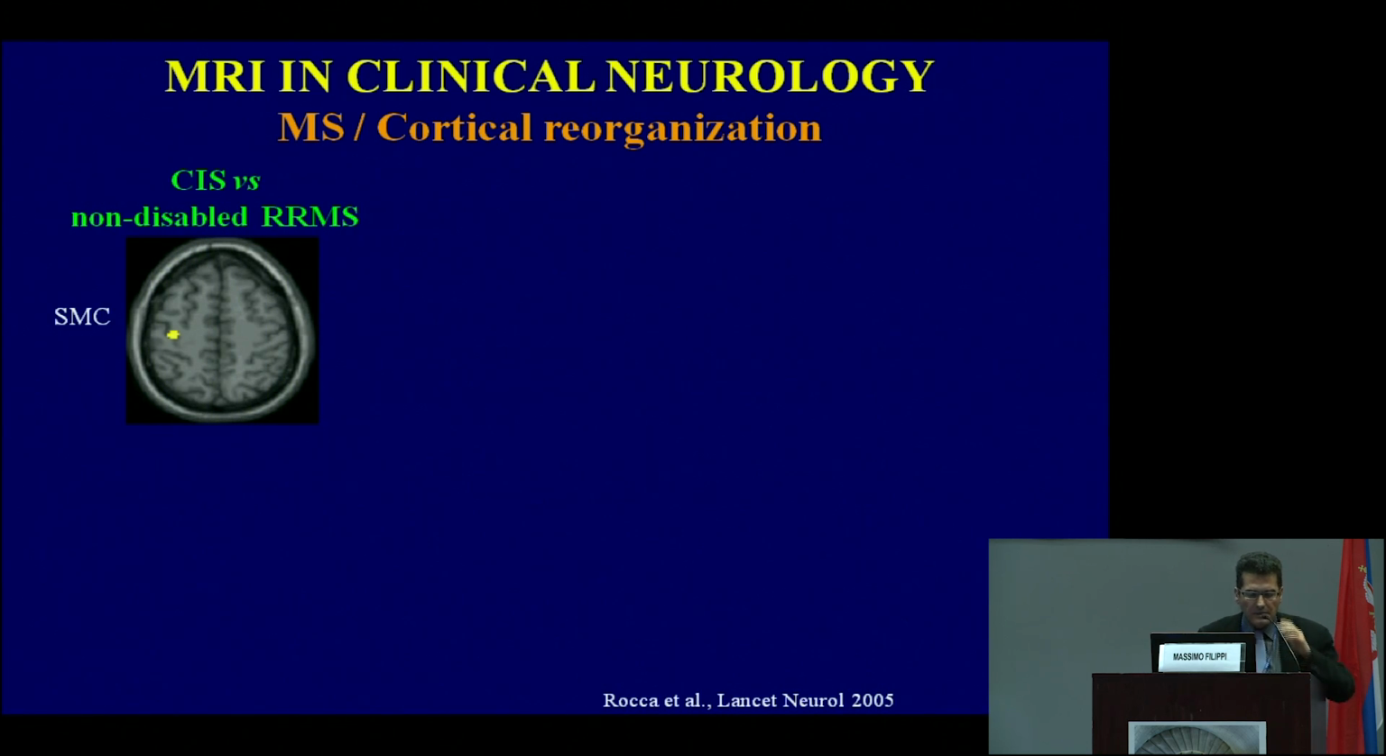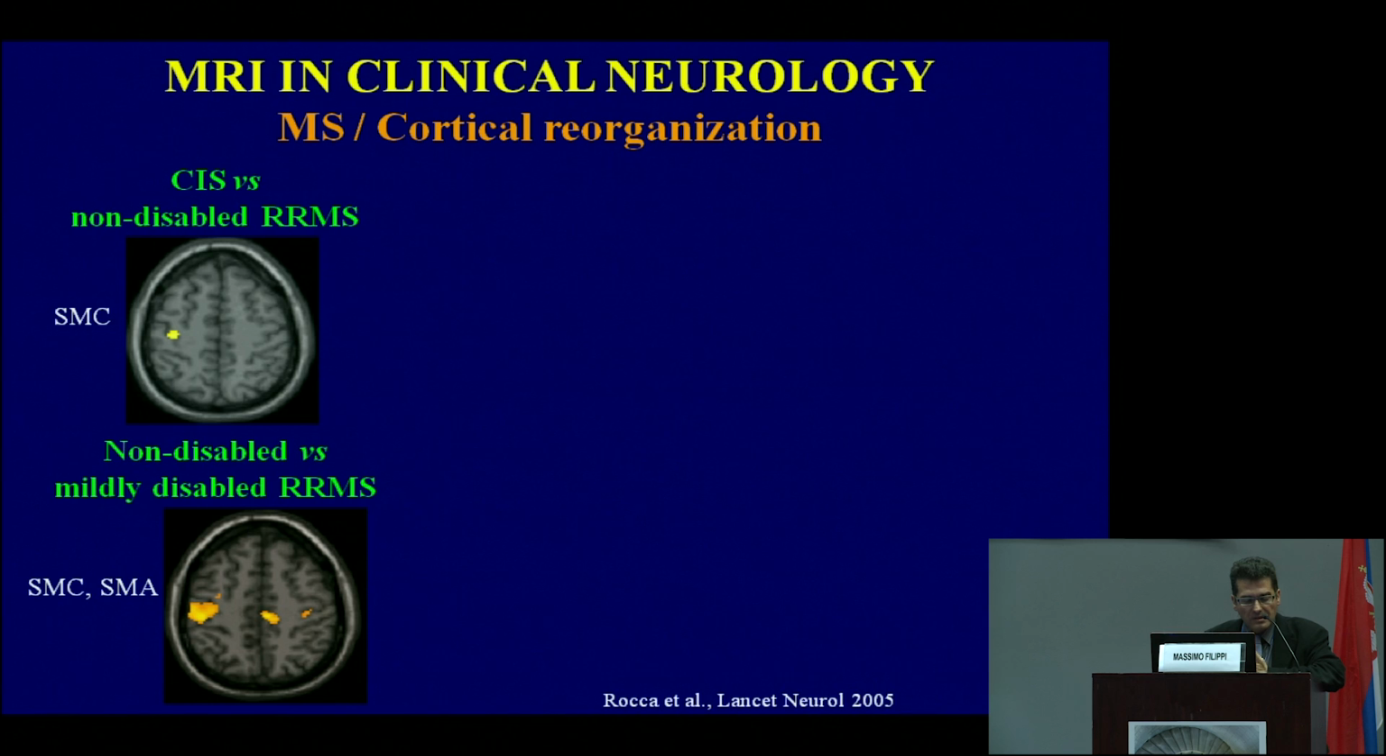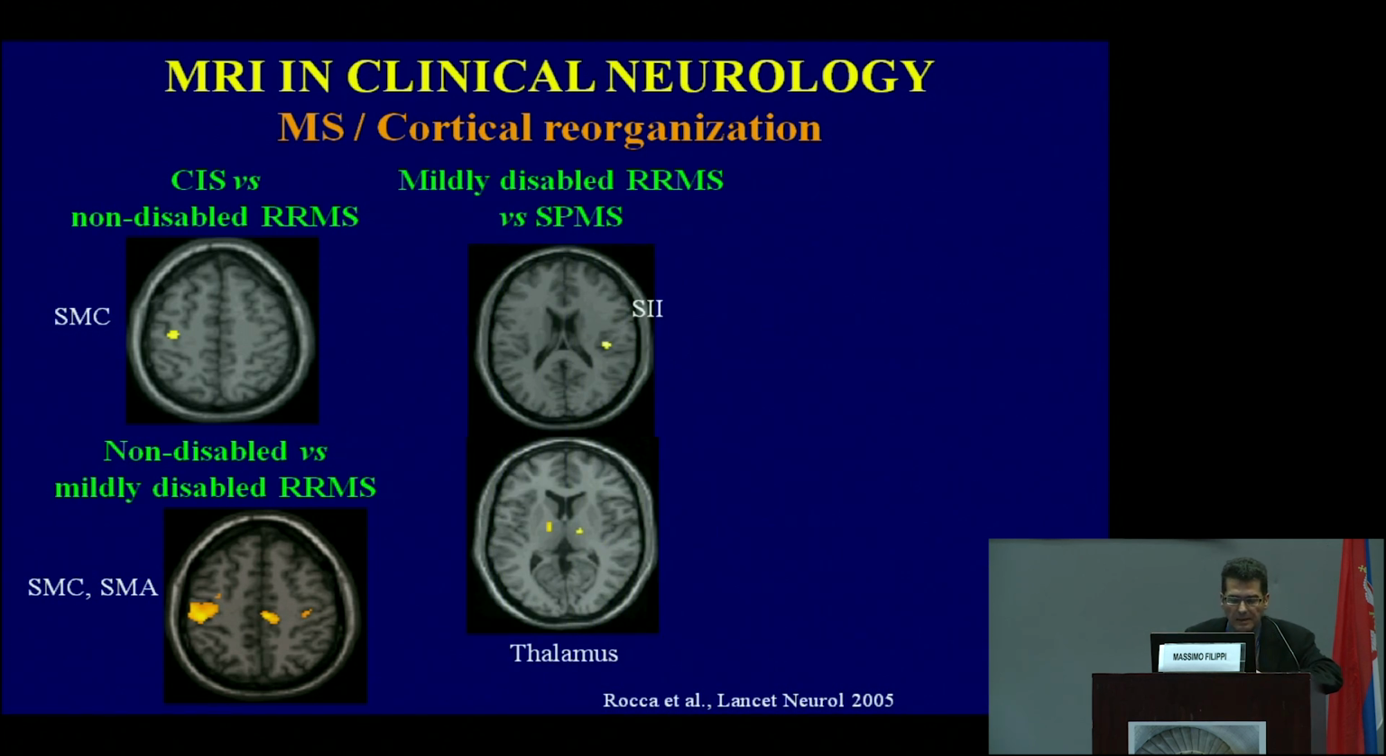At the very beginning of the disease, you have to perform a simple motor task. You increase activation. You over-recruit the contralateral primary motor area, as expected, as it happens also in normal people. With more disability coming in, you start to recruit also the ipsilateral primary motor area, the SMA, and the recruitment of the contralateral area increases. With more disability, you start to recruit other parts of the sensory motor networks, such as the S2 and the thalami, and this might still be compensatory.